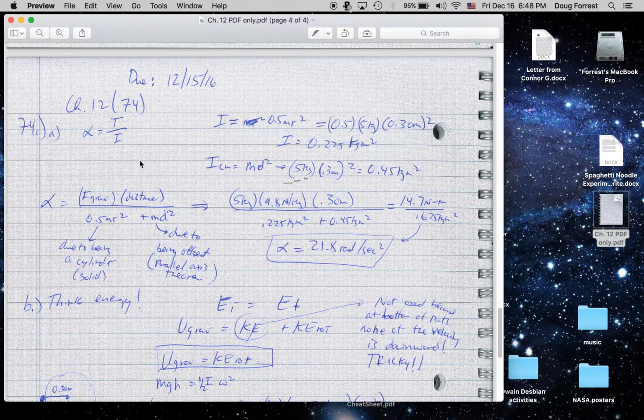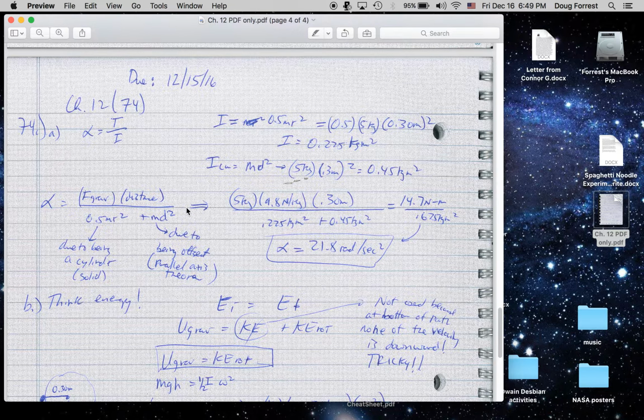So overall, to find the initial angular acceleration, which is right here, I get torque divided by moment of inertia. So the torque would be basically mg times the distance. So it was 5 kilograms times 9.8 newtons per kilogram times 0.3 meters, which is 14.7 newton meters. To find the overall moment of inertia, I'd find 0.5 mr squared, which is due to being a solid cylinder.